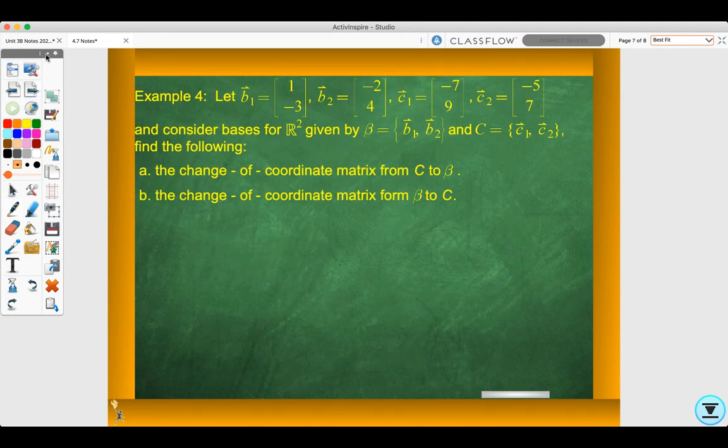Let's look at the last example. Let B1 be 1, -3, B2 be -2, 4, and C1 be -7, 9, C2 be -5, 7. And consider the basis for R2, given that B is B1, B2, and C is C1, C2. Find the following: the change of coordinates matrix from C to B, and the change of coordinate matrix from B to C. So let's go ahead and do A first.